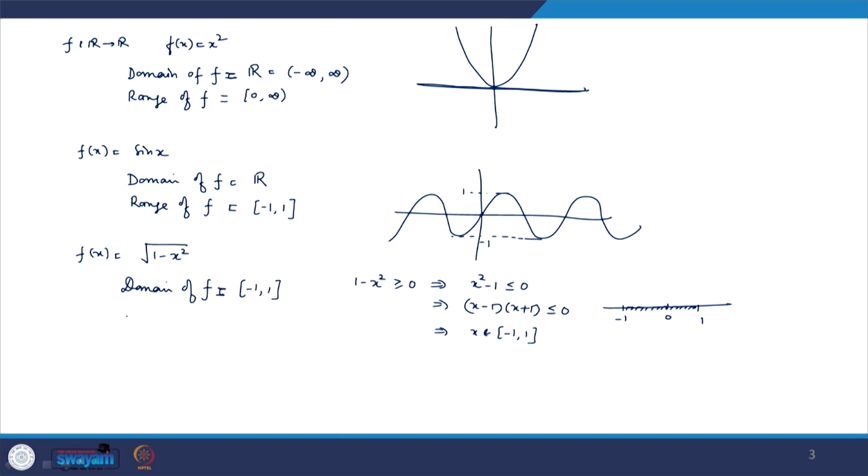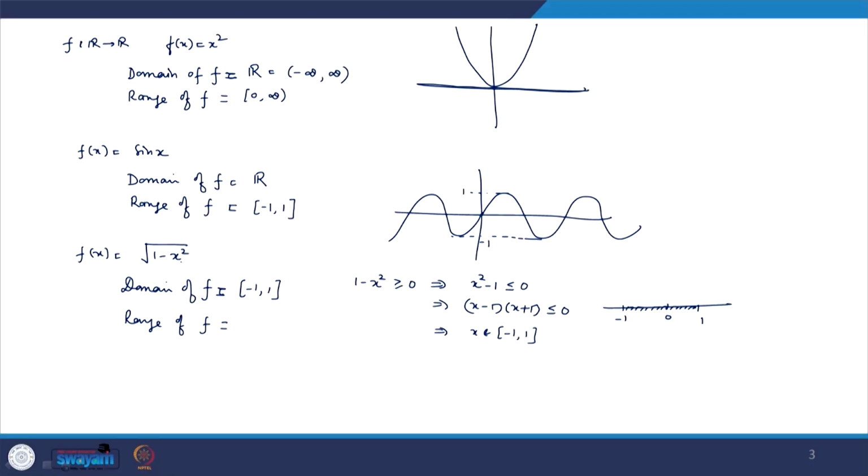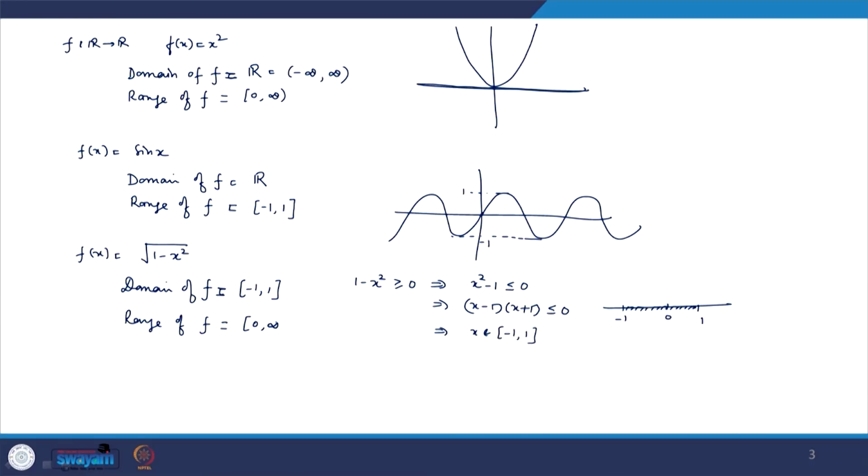Okay. And what about the range of this function? Now, this is an under root, and the expression inside under root is always positive. We may have 0 also when x is +1 or -1, this value is 0, but whatever is obtained after solving this expression will be non-negative. So, we say that the range of the function will be 0 to infinity. So, these are a few examples of defining range and domain of the function.